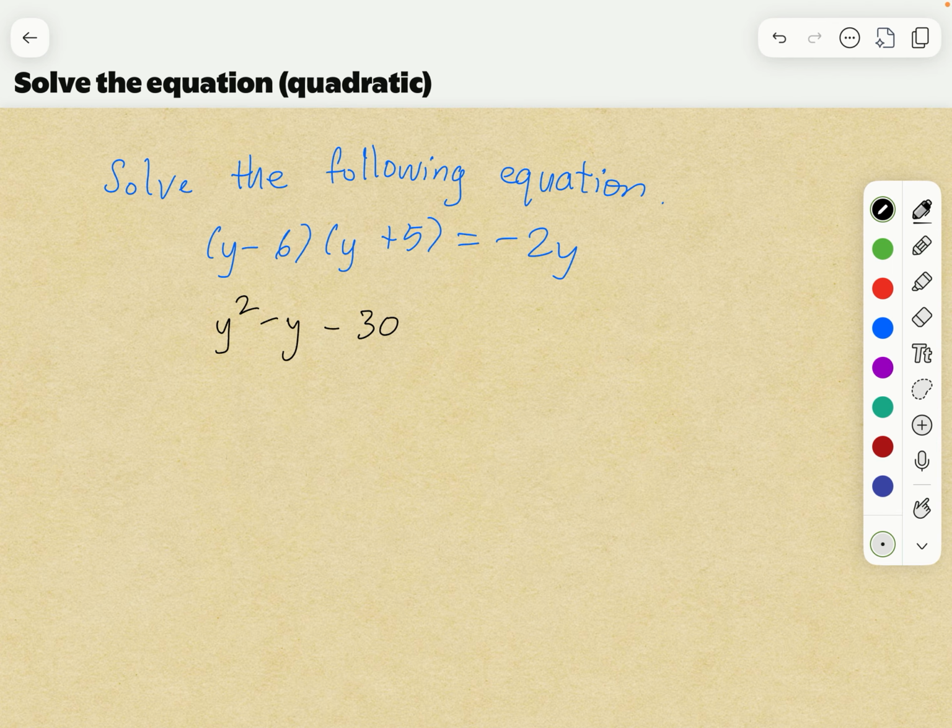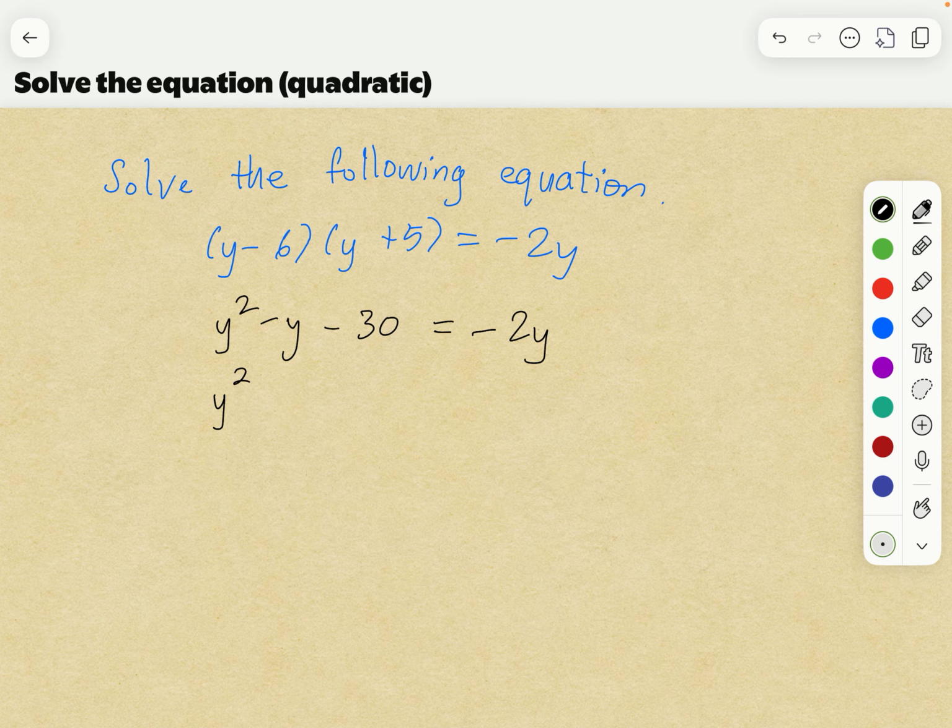So y squared minus y minus 30 is negative 2y. Now I see that I have a quadratic equation, right? This y squared is telling me I have a quadratic equation that I'm trying to solve for y. And so to do that, I want to get 0 on one side and the quadratic on the other side. So I'll add 2y to both sides.